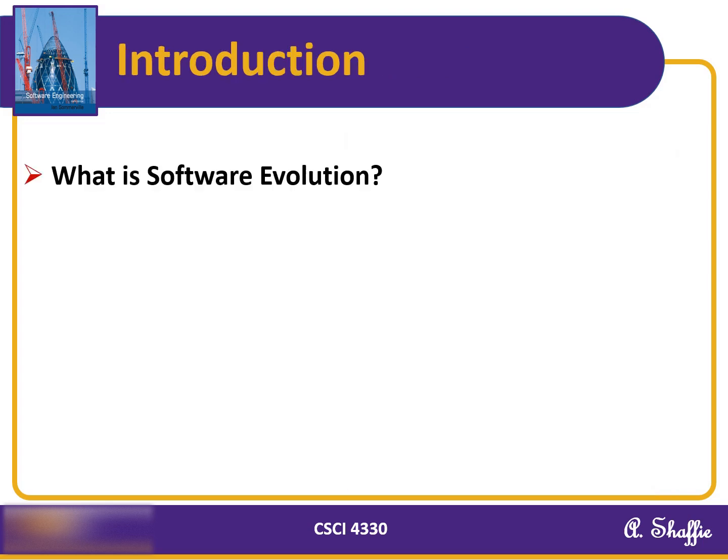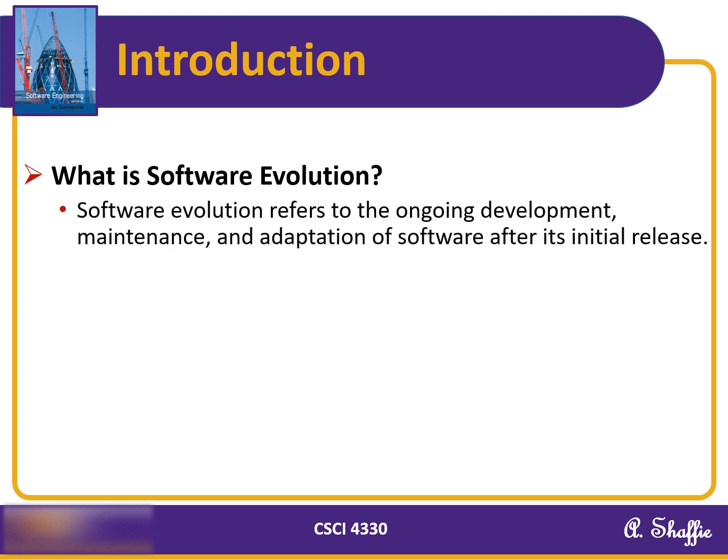I will begin by discussing what software evolution is. Software evolution is a fundamental process in software development that refers to the ongoing development, maintenance, and adaptation of software after its initial release. Unlike the initial development phase, software evolution ensures that the system remains functional, relevant, and aligned with the changing needs of its users and the environment.